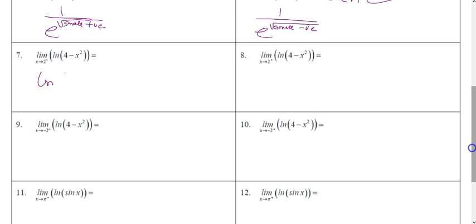Okay, so the ln of a very small positive number is negative infinity, right?